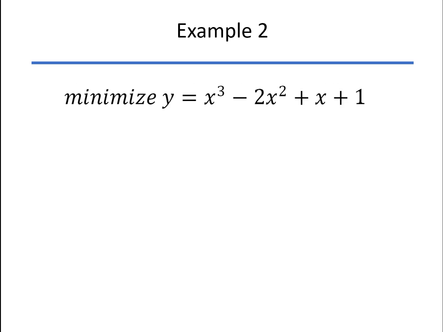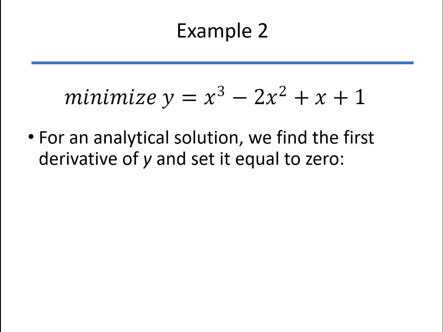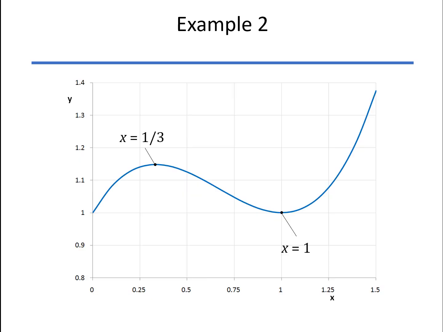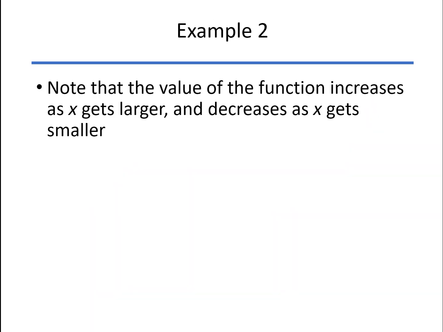Okay. Now here's one that's a third order equation. We're trying to minimize it. And again, we take the derivative of that if we're trying to do this analytically and set it equal to 0. And we get a quadratic equation. Using the quadratic formula, we come up with two solutions there. So x equals 1 and x equals 1/3 are points where the slope is equal to 0. And again, looking at a graph of that, we can see one of them is a local max and one of them is a local min.